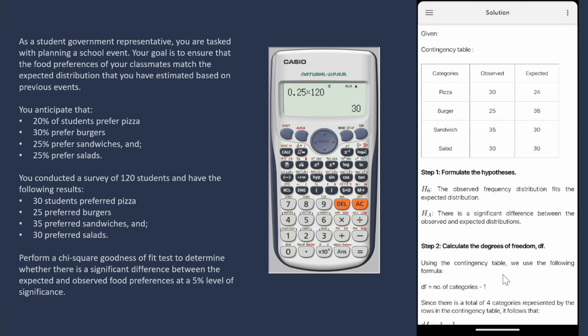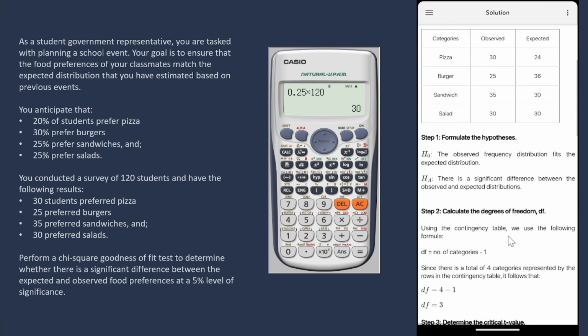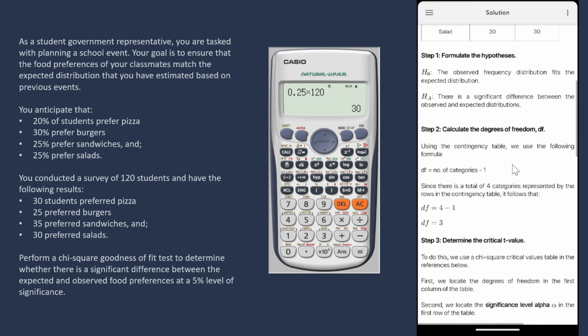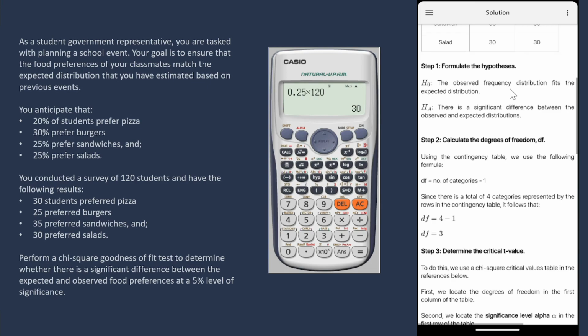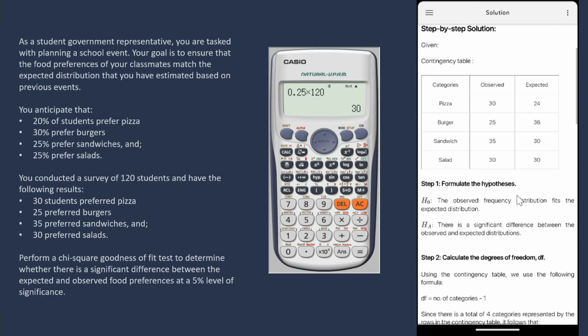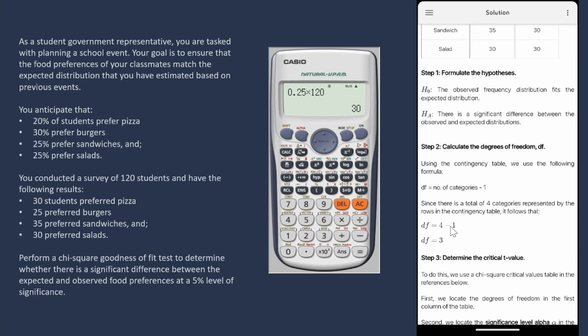For step 2, we now calculate the degrees of freedom. In this case, using the contingency table, we use the following formula: df is equal to the number of categories minus 1. Going back to the contingency table, we can observe that we have 4 categories: pizza, burger, sandwich, and salad. So 4 minus 1 will be equal to 3.